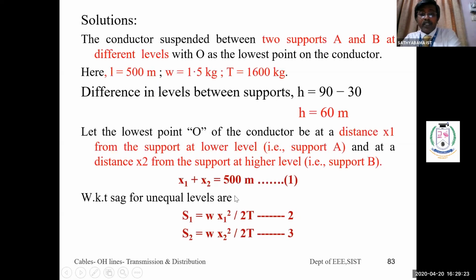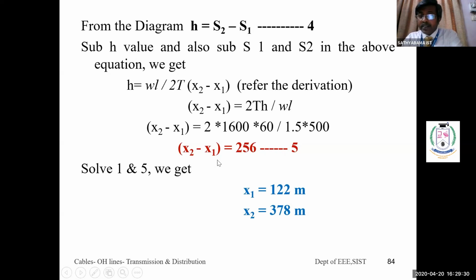Already you have equation 1. What does equation 1 say? X1 plus X2 is equal to 500 meters. Equation number 5, what does it say? It is nothing but X2 minus X1 is equal to 256.